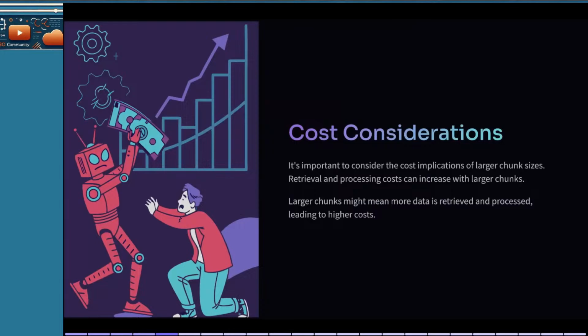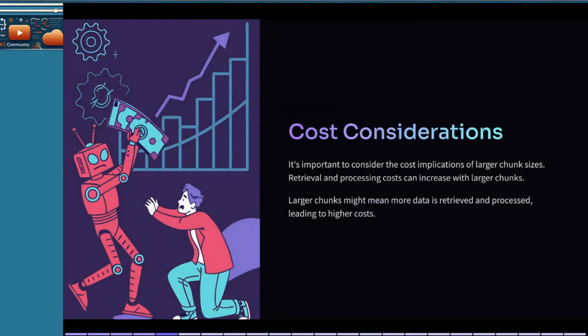Again, it's really important that you consider cost. These things can get really expensive, and if you're bringing huge documents into your context, your platforms team will tell you your infra costs are going to go through the roof.